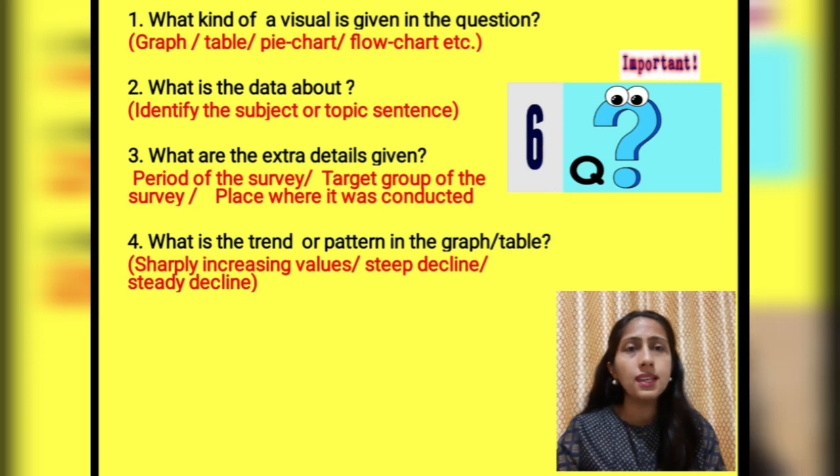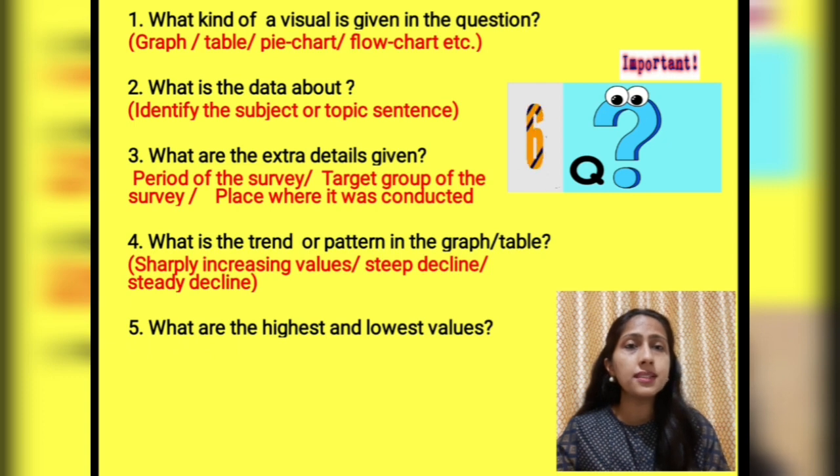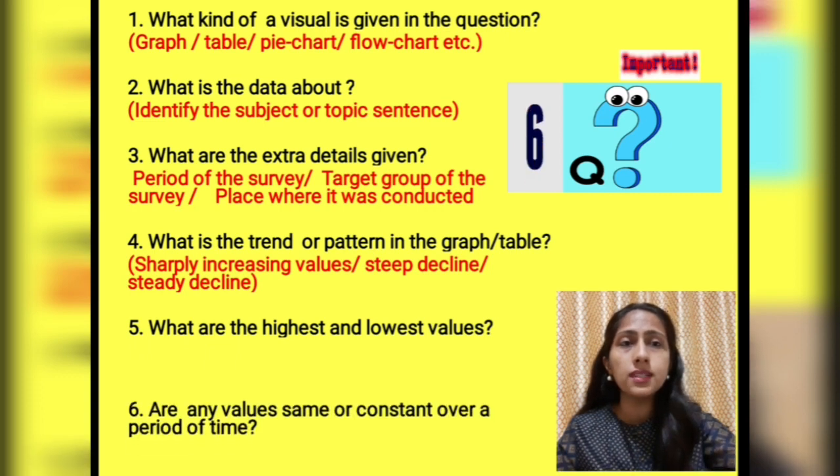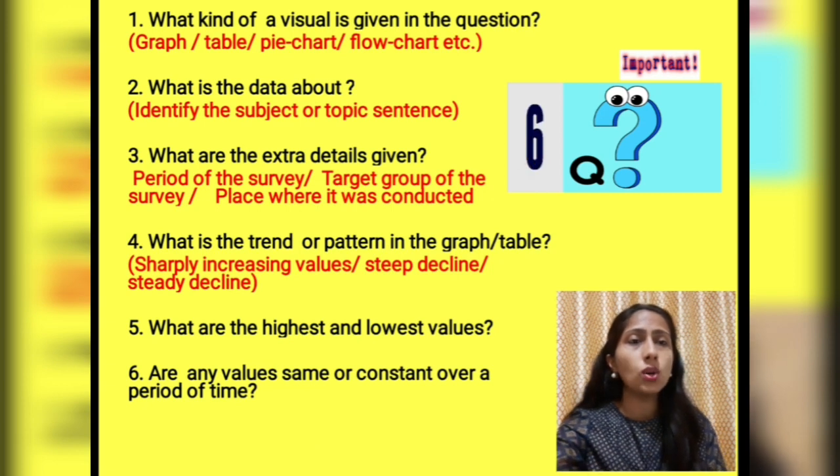What is the trend or pattern in the graph or table? Do you see the values as sharply increasing? Or is there a steep decline? Or is there a steady decline? After finding the pattern, find the highest and the lowest values. Are you able to identify the highest and the lowest? And are there any values which are constant over a period of time? Try to identify all of these.